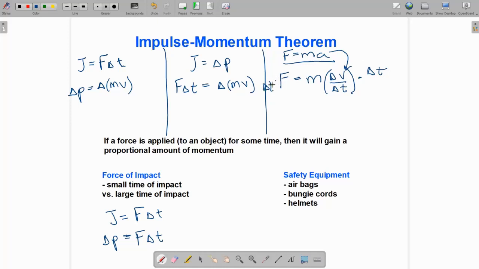Do you see what happened? We cancel this out. F delta t is equal to m delta v. That right there is the equation: impulse is equal to change in momentum.